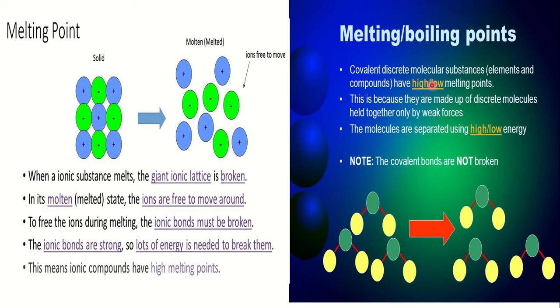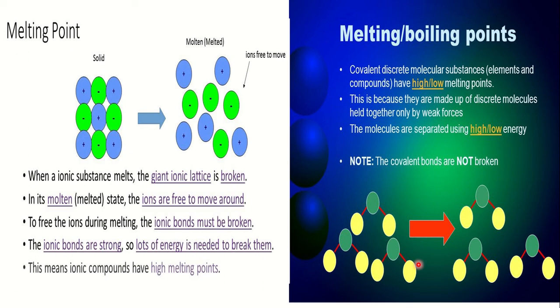Do covalent discrete molecular substances have high or low melting points? Most of the time, the melting point is very low here. This is because they are made up of discrete molecules held together only by weak forces. These discrete molecules are bonded by weak van der Waals force. Most of the time, at very low energy, the molecules are separated from one another.